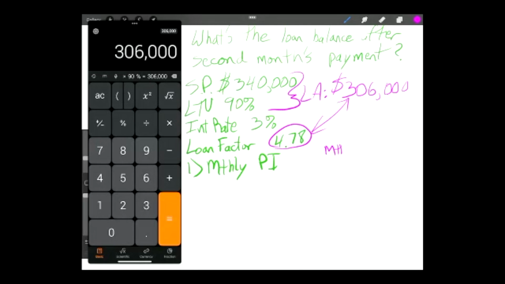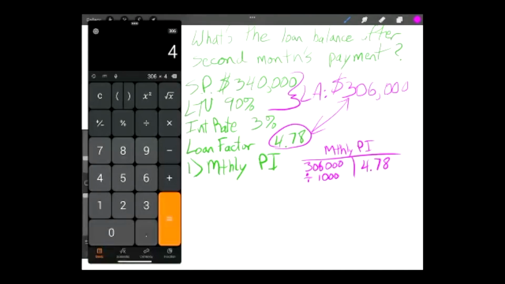Monthly PI is the factor times the loan amount. And don't forget to divide it by 1,000. So if we take that 306 and divide it by 1,000, and then multiply it by the factor itself, that means our monthly principal and interest is $1,462. We'll just leave the cents off of it for now.